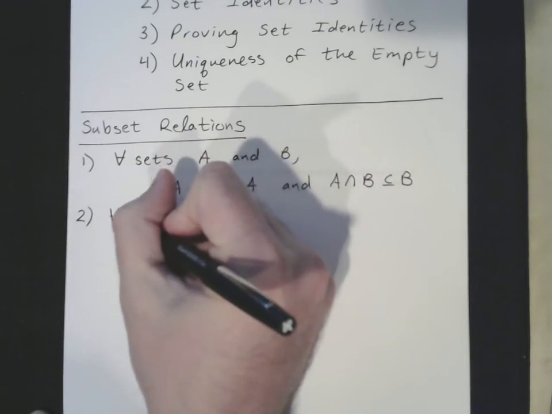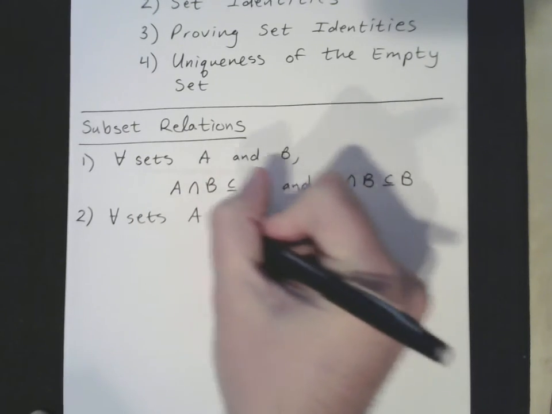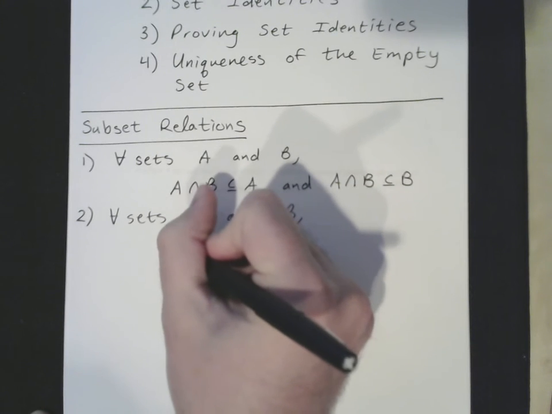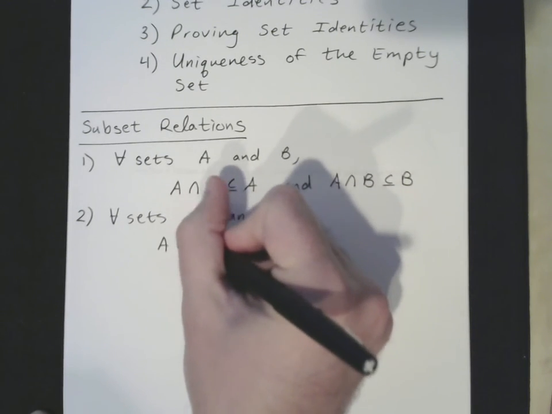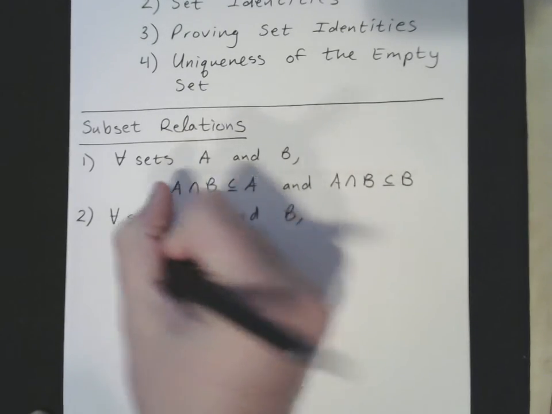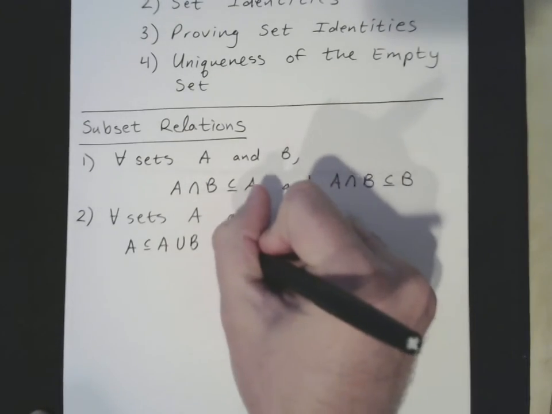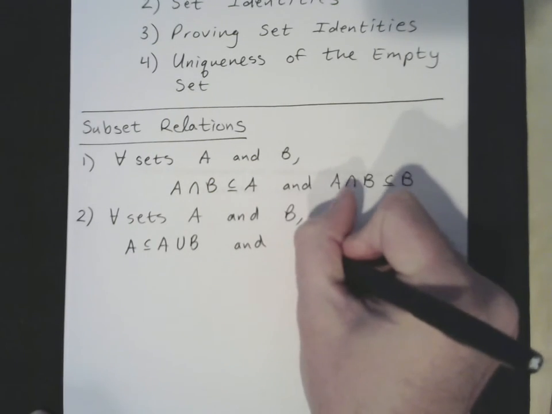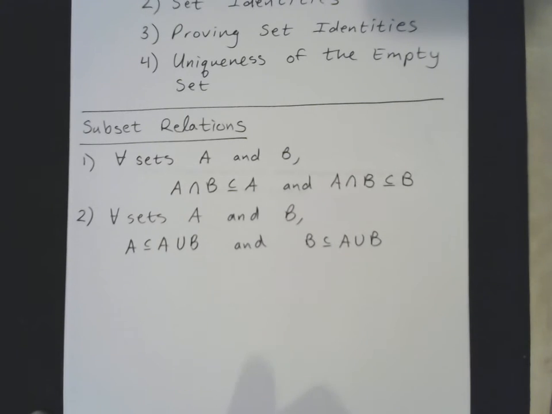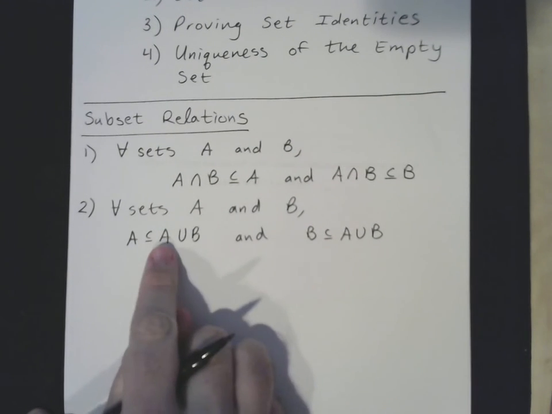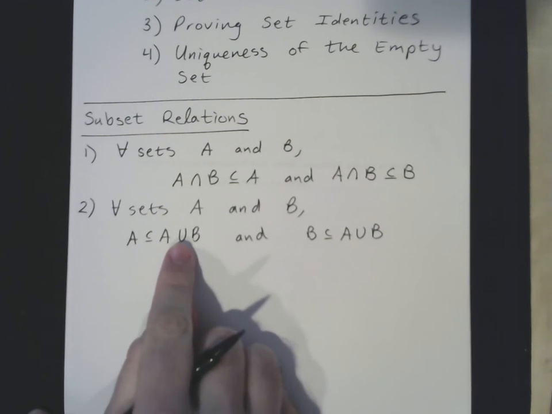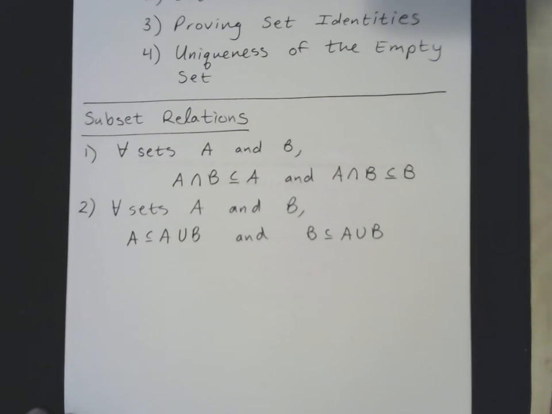The next one is for all sets A and B. A union B is the thing we're building, and it turns out that A is a subset of A union B. And B also has to be a subset of A union B. Because our union takes everything from A and everything from B, so it makes sense that everything in A is here, and everything in B is also here.